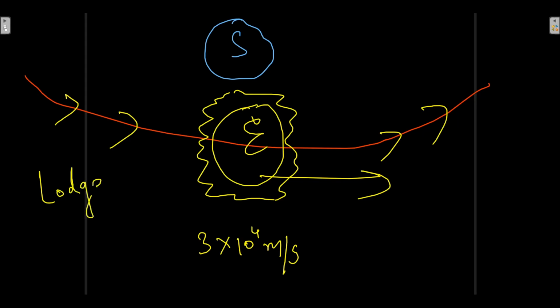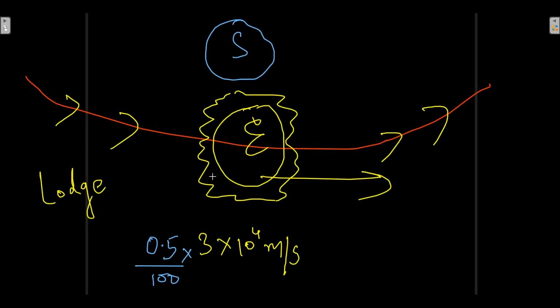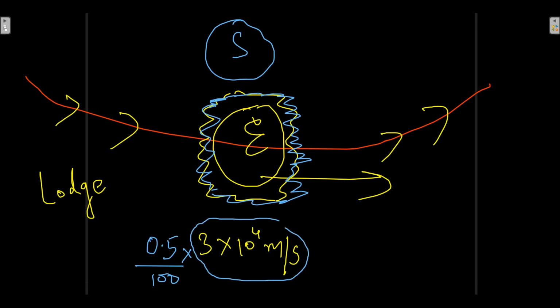Lodge found out with the help of his experiments that the maximum velocity which ether can attain is 0.5 by 100 of this quantity. Means the ether which is surrounding the earth can only attain a velocity which is 0.5% of this quantity. This is the orbital velocity of earth around the sun. So the ether can at maximum attain this much velocity.